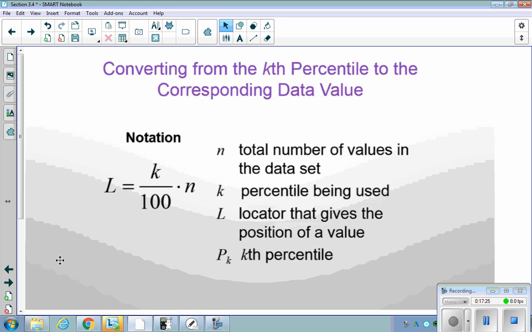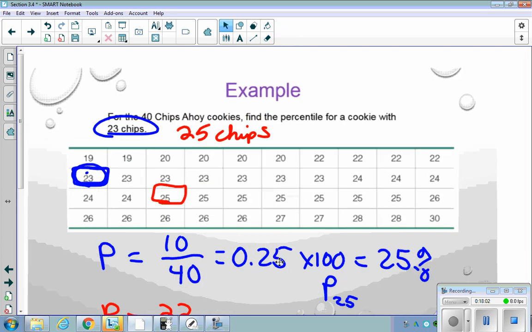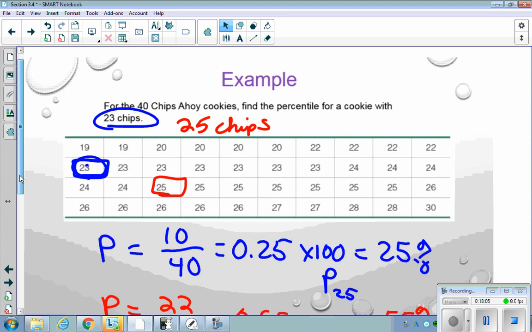Okay, and then sometimes we have to convert from the percentile and find the location. So to do that, what I'm doing is finding a locator. I'm going to take the percent, or the k, divide by 100 because that gives me back a decimal. Then I'm going to multiply by the number of pieces of data. So let's do that. We're going to have to go back to the previous data.